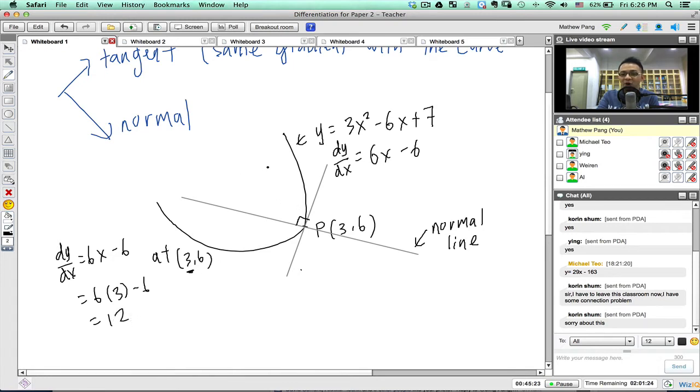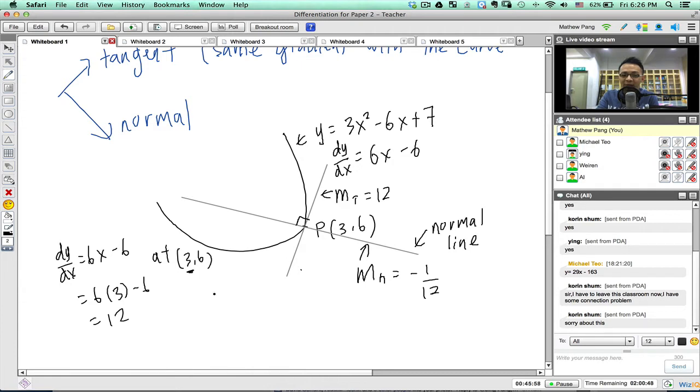That means the gradient of the tangent line will be 12, because the tangent line has the same gradient as the curve at point P. If I know the gradient of the tangent line is 12, then I can easily find the gradient of the normal line. The gradient of the normal line will be negative 1 over 12. How do I know this? Because the normal line is perpendicular to the tangent line.